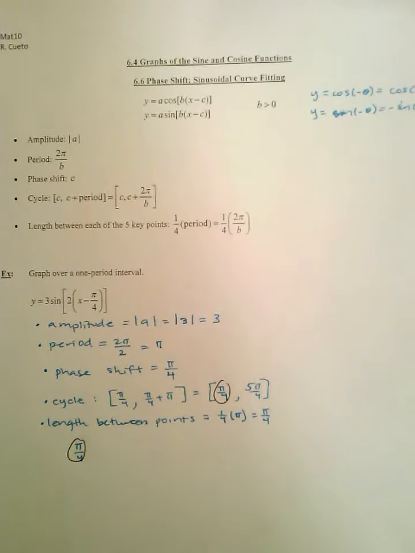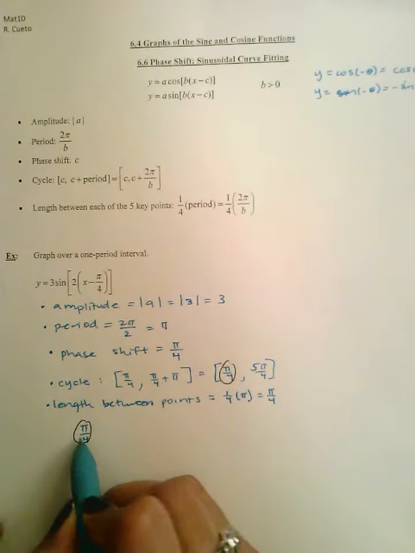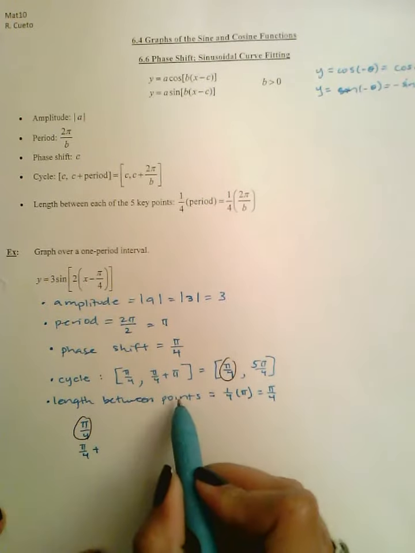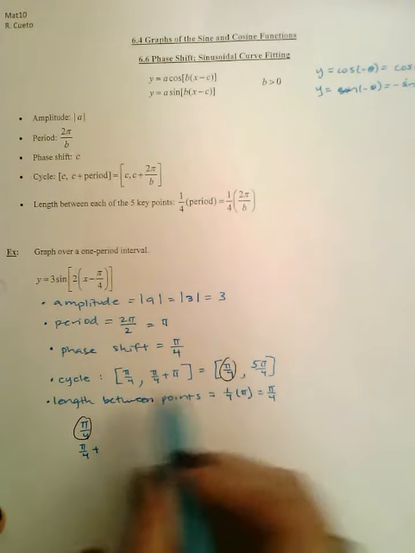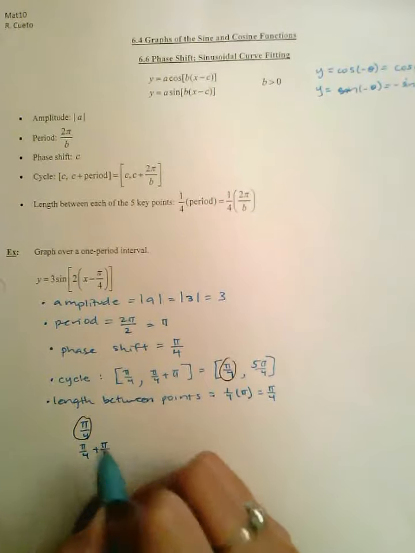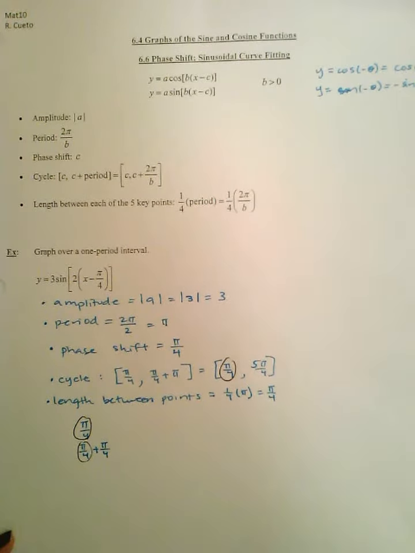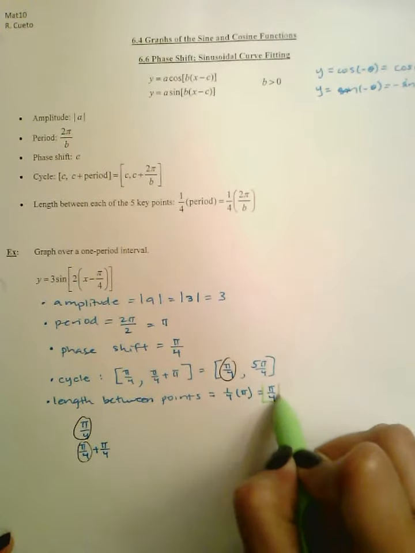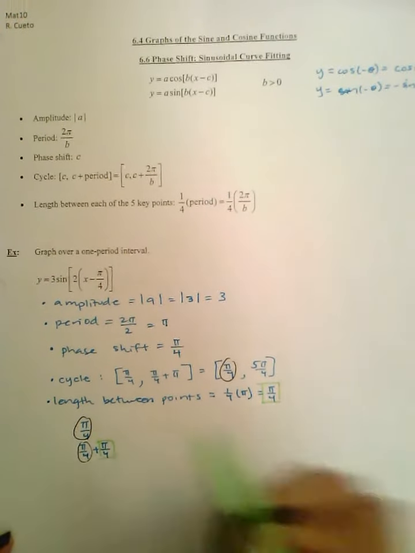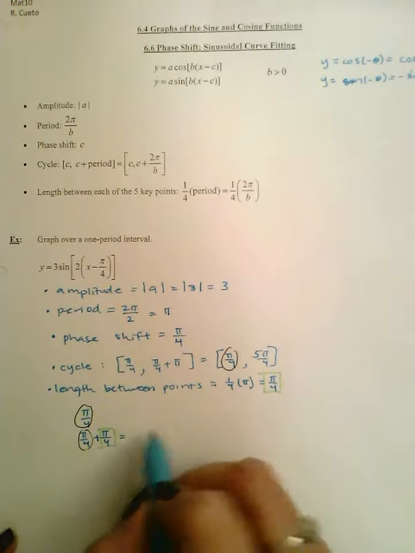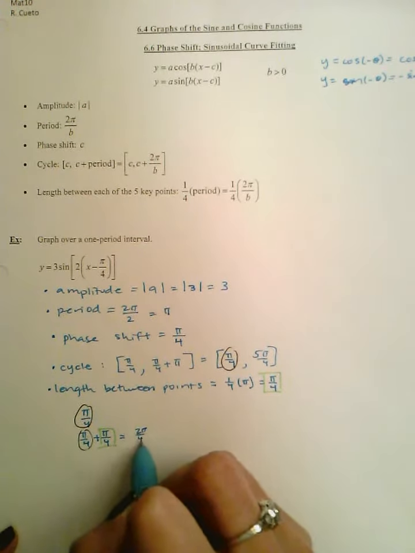And then my second point is going to be this pi over 4, the previous one, plus the length between the points, which in this case is also pi over 4. So again, we're going to take the previous one and add the length between the points, which is this one. And then we're going to go ahead and simplify. So pi over 4 plus pi over 4 is 2 pi over 4, and that gives me back a pi over 2.